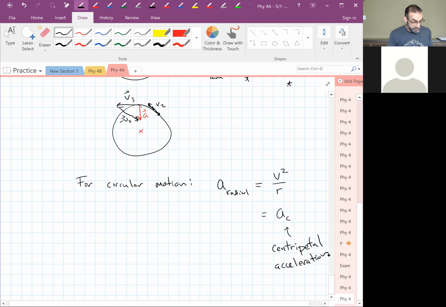Centripetal acceleration. That's toward the center of the circle. There has to be some force pulling in toward the center of the circle, causing the direction of the velocity to change, keeping the object moving in a circular path. And that's what this is, centripetal acceleration. Now, if the motion is not uniform circular motion, if it's speeding up or slowing down, then what happens?